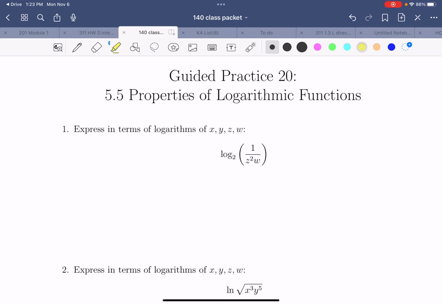All right. Hi, all. This is Guided Practice 20 on section 5.5 on properties of logarithms. So remember, the thing that we want to do with logarithms is we want to be able to expand, we want to be able to put back together, and we want to be able to solve.